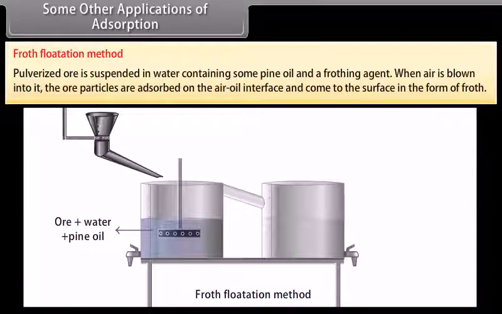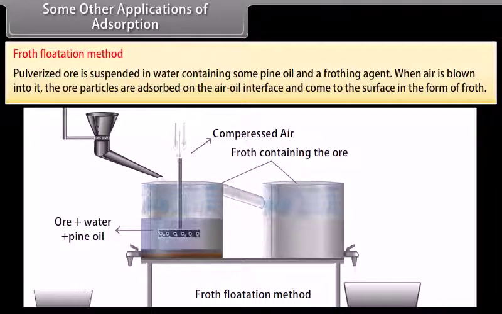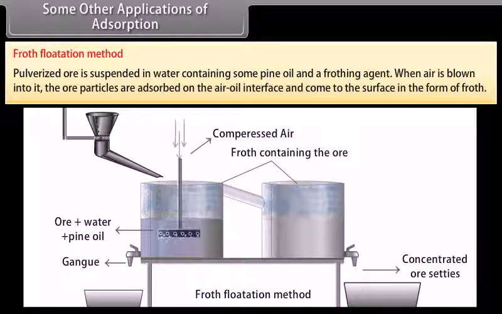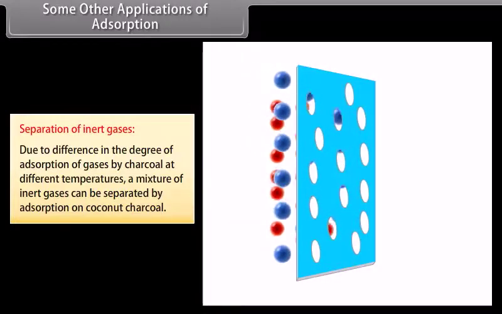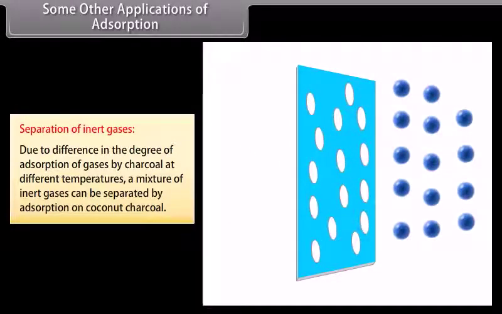Froth flotation method. Pulverized ore is suspended in water containing some pine oil and a frothing agent. When air is blown into it, the ore particles are adsorbed on the air-oil interface and come to the surface in the form of froth. For example, sulfide ores are concentrated by this method. Separation of inert gases. Due to difference in the degree of adsorption of gases by charcoal at different temperatures, a mixture of inert gases can be separated by adsorption on coconut charcoal.